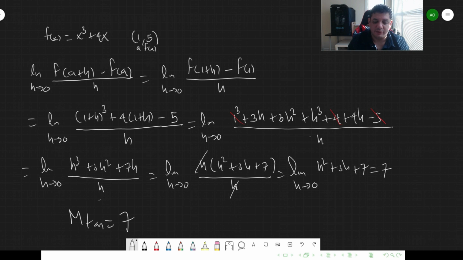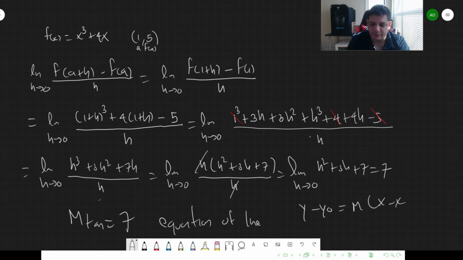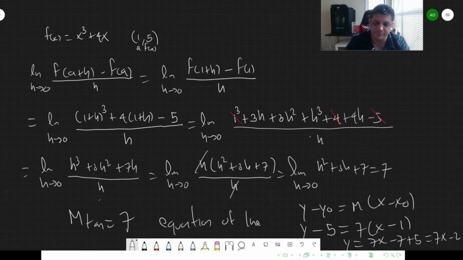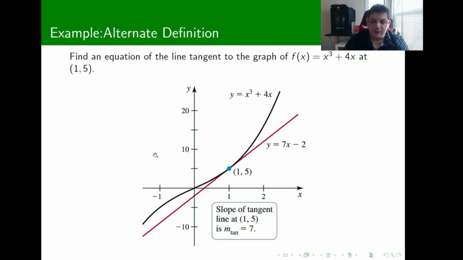Okay? And so the equation of the line, y minus y0 equals m times (x minus x0), can be replaced by y minus 5 equals 7 times (x minus 1). And so this is y equals 7x minus 7, and then plus 5, which is 7x minus 2. Okay? So that's the way that we can use the limit of the tangent line to obtain the equation of this line.